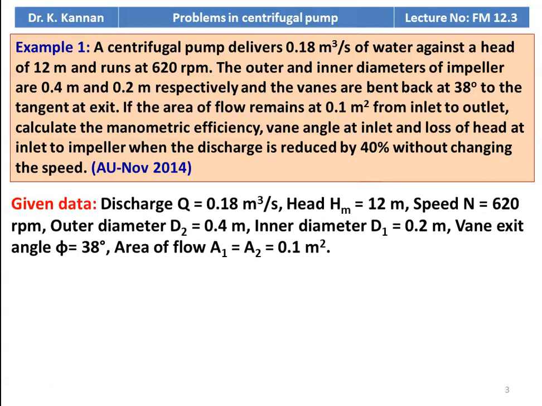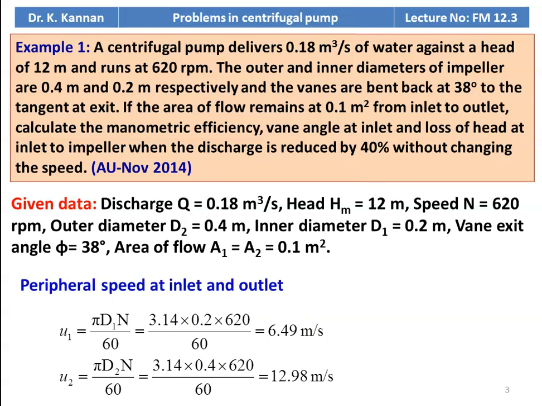So the data given to the problem: discharge Q equal to 0.18 meter cube per second, the head is 12 meter and the speed is 620 rpm, outer diameter D2 equal to 0.4 meter, inner diameter D1 equal to 0.2 meter, vane exit angle phi equal to 38 degrees, area of flow from inlet to the outlet is constant, A1 equal to A2 equal to 0.1 meter square. So we calculate the peripheral speed. U1 equal to pi D1 N divided by 60. Substituting, 3.14 into 0.2 into 620 divided by 60 equal to 6.49 meters per second. And U2, peripheral speed at the outlet, pi D2 N by 60, 3.14 into 0.4 into 620 divided by 60 equal to 12.98 meters per second.